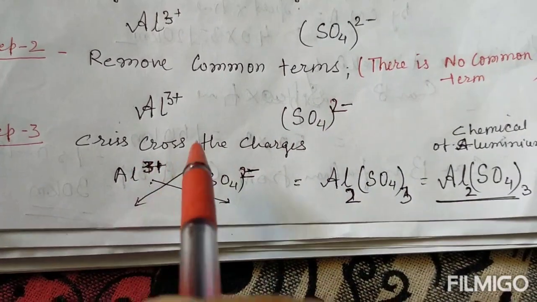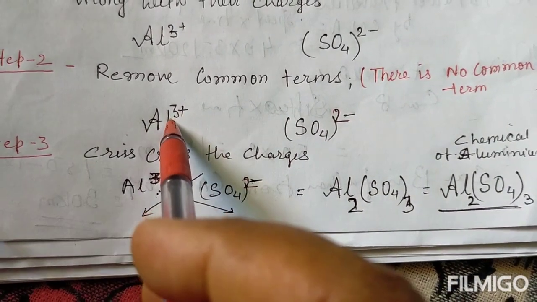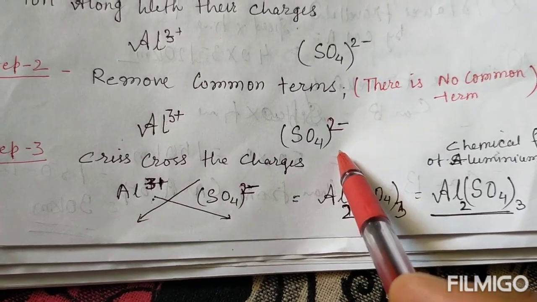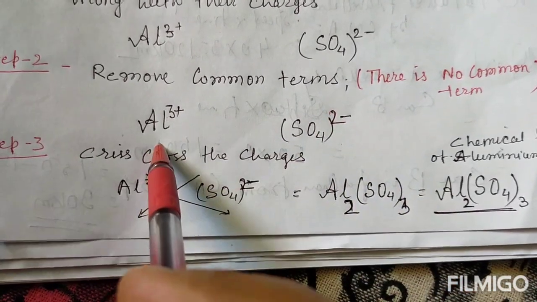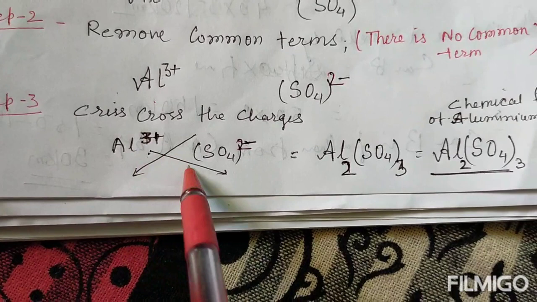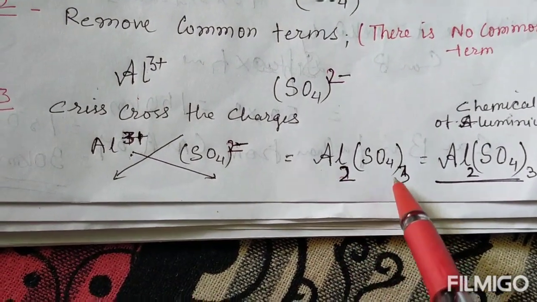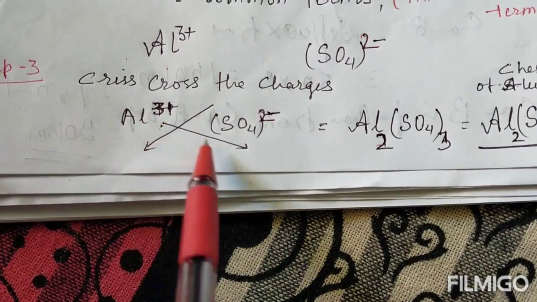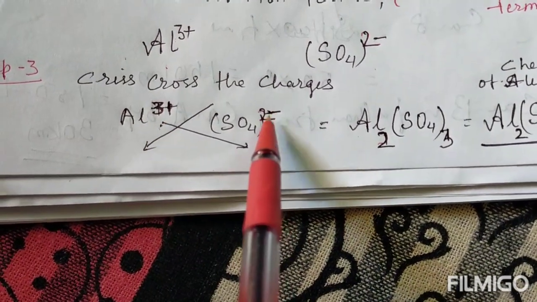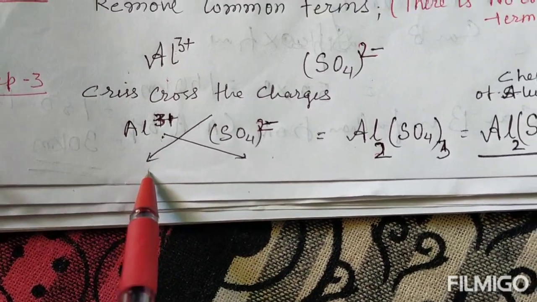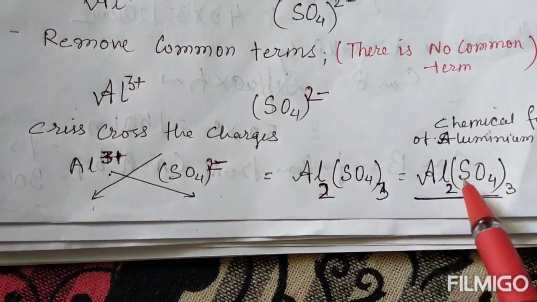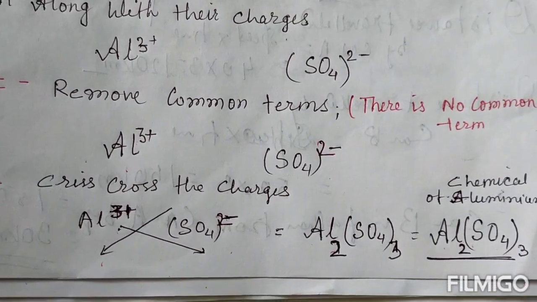Now crisscross the charges, that is 3 will come at bottom right of SO4 and 2 will come at bottom right of Al. Now it will become Al2(SO4)3. Here we crisscross, that is 3 will come at bottom right of SO4 and 2 will come at bottom right of Al, and the formula becomes Al2(SO4)3.